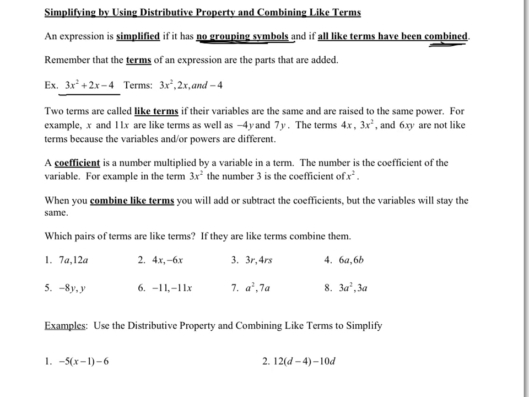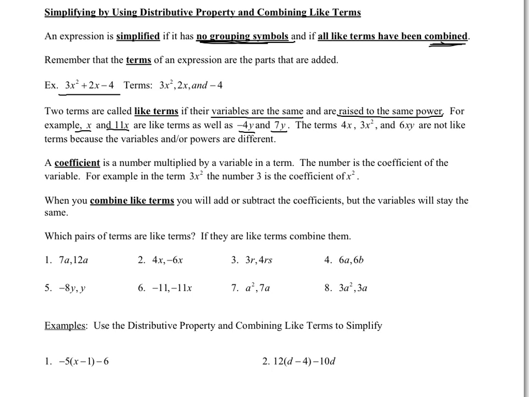Now, two terms are called like terms when the variables are the same and are raised to the same power. So in order for them to be alike, variables the same, raised to the same power. For example, x and 11x are like terms. They both have just an x. Negative 4y and 7y are like terms because they just have a y.